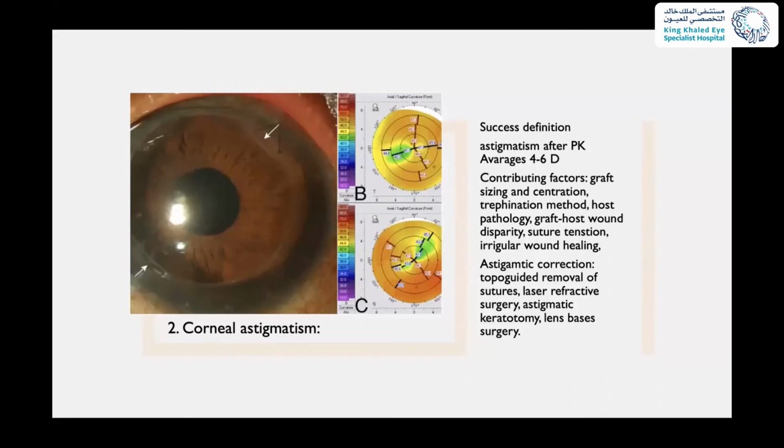So astigmatic correction actually starts from the early post-operative period, when the physician elects to remove the sutures in a topo-guided manner. Then after the complete removal of the sutures, one can tackle this problem using either laser refractive surgery, astigmatic keratectomy, or a lens-based surgery.